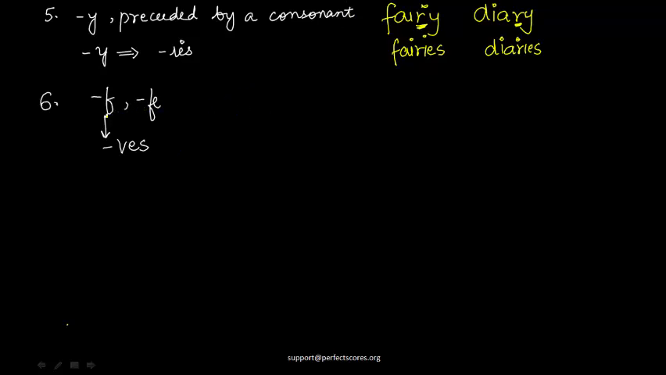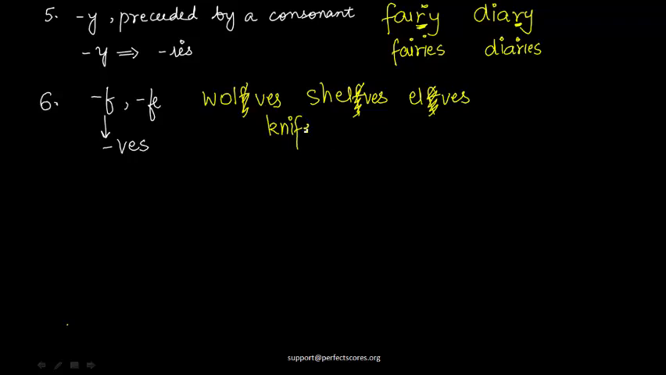The sixth way is for the words that end with F or FE. All you have to do is remove the F or remove the FE and convert it into VES. For example, if you have wolf, shelf, and let's say elf, what you need to do is remove the F and add VES. That also applies to the word knife, which ends with FE. So you remove the FE and convert it into VES. So you get wolves, shelves, elves, and knives. So that is the sixth way.